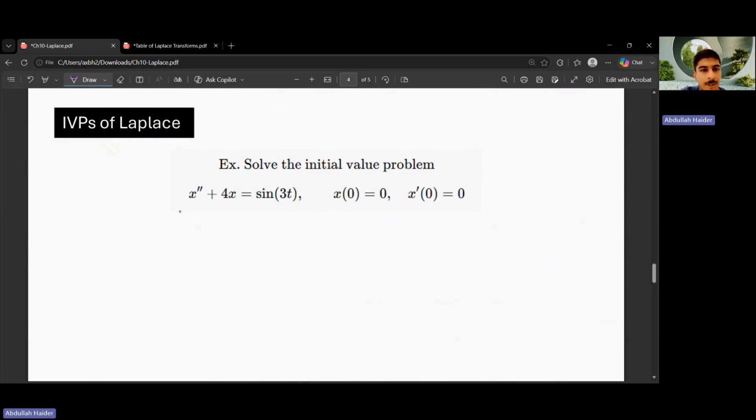So you have x double prime plus 4x equal to sine 3t. Same principle, you take the Laplace of both sides. So the Laplace of x double prime. I will not be wasting too much time on this question. But for the Laplace of x is equal to, now the Laplace of sine 3t.